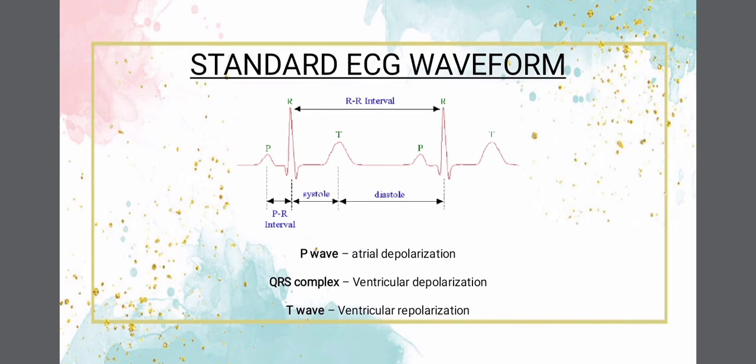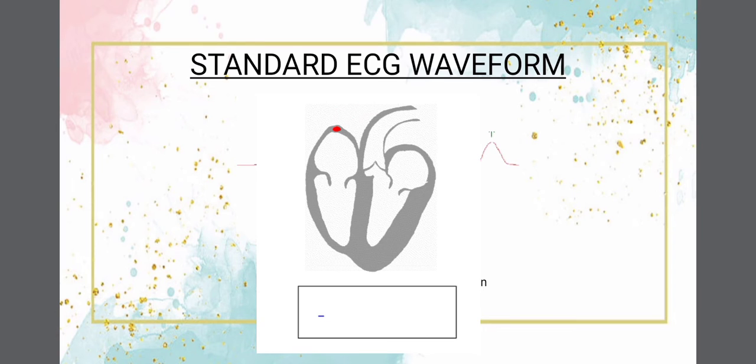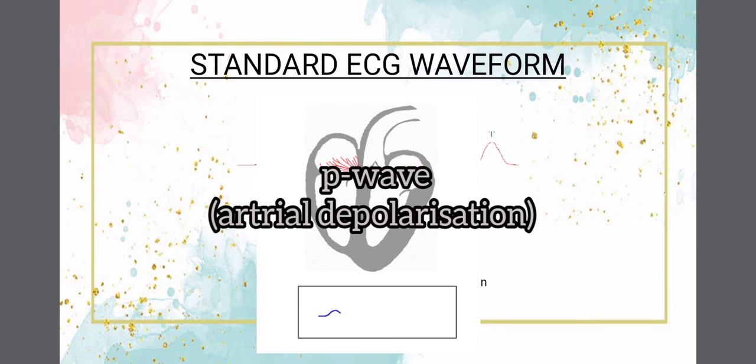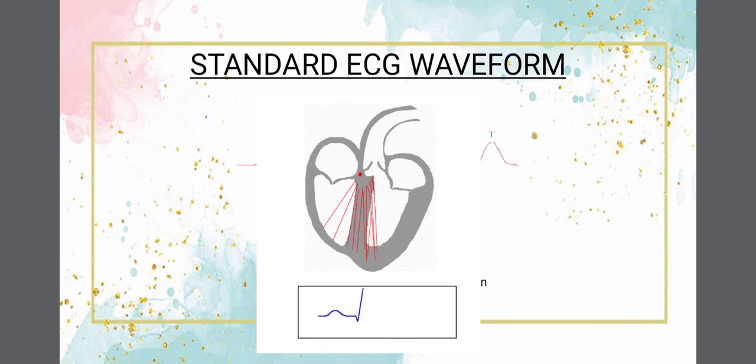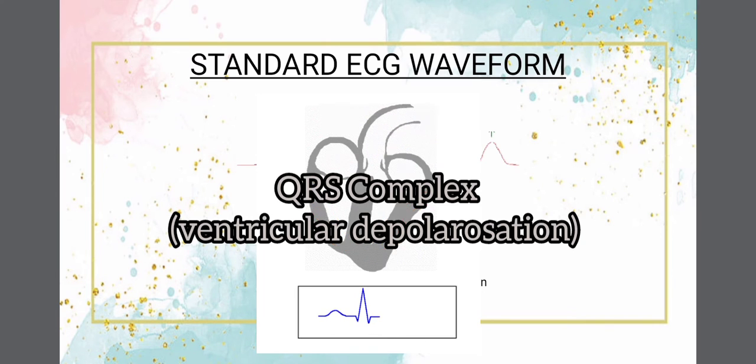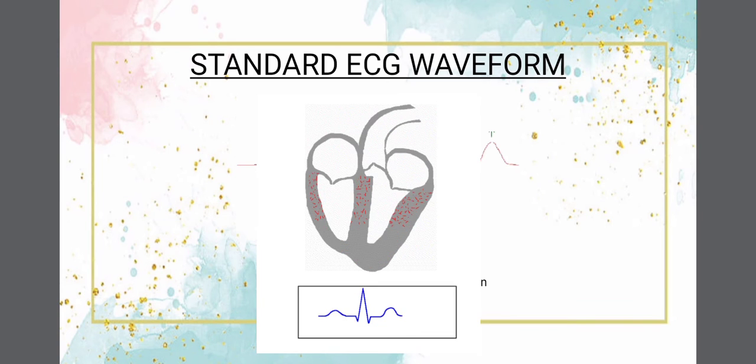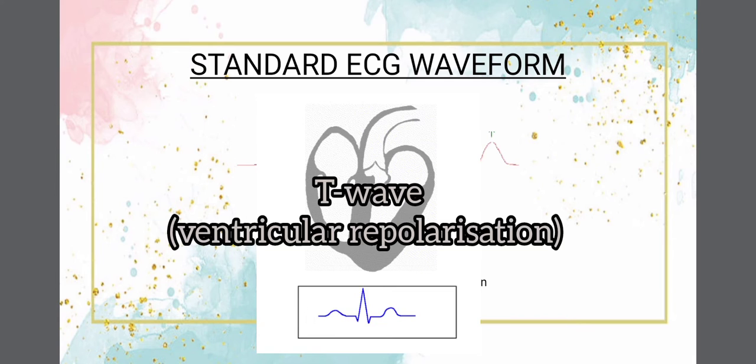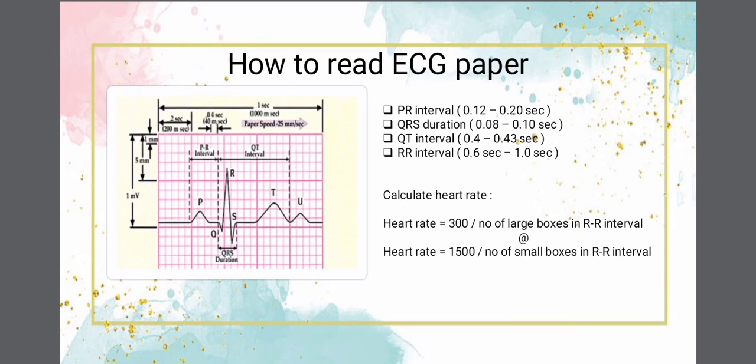Standard ECG waveform. The ECG waveform consists of the PQRST waveform. The P wave is the state where the atrial depolarization occurs. Meanwhile, the QRS complex represents the state when the ventricular depolarization occurs. The T wave is the state when the ventricular repolarization occurs. This is how to read ECG paper.